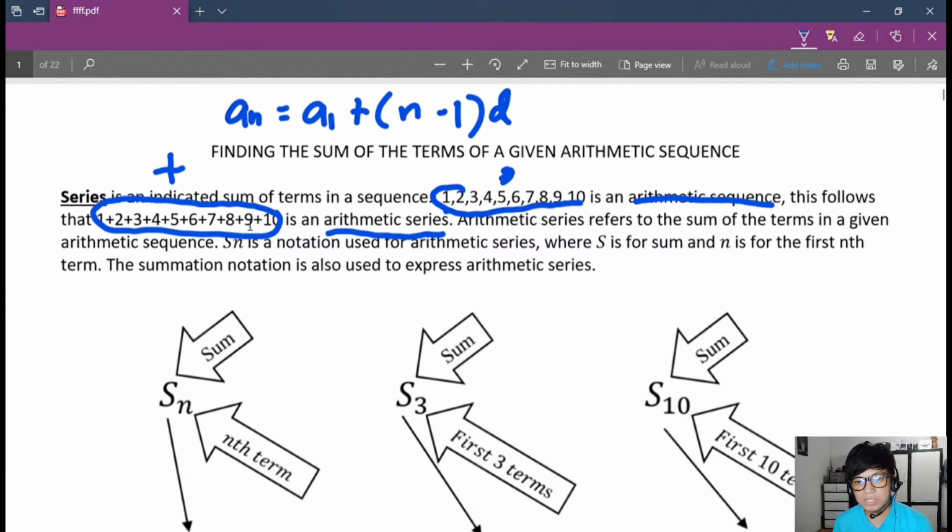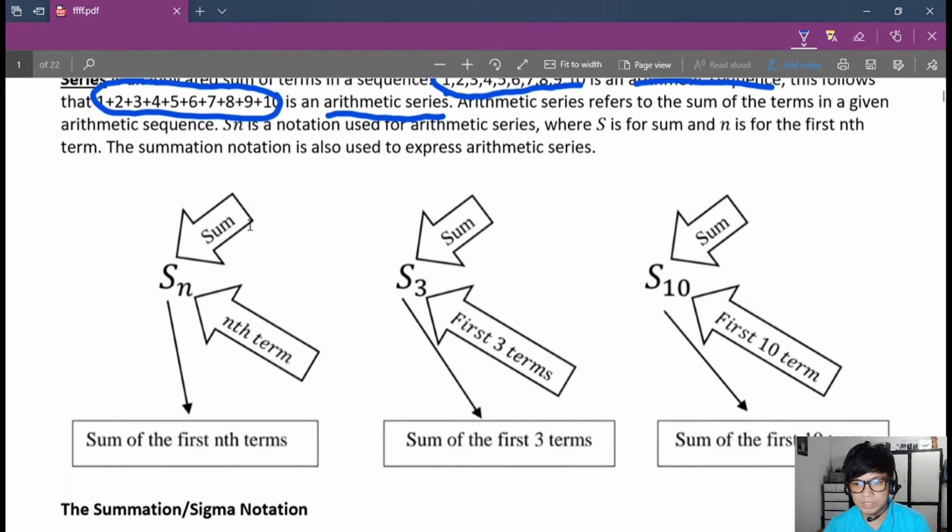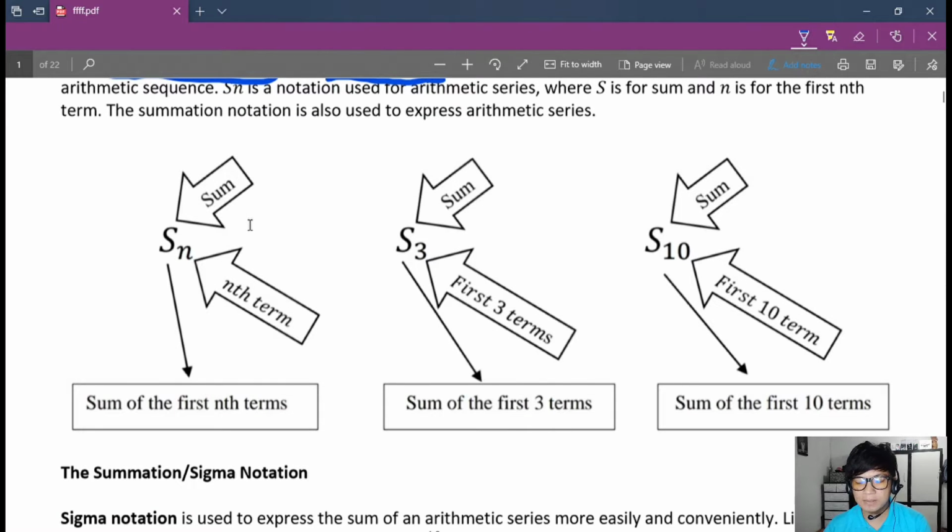S sub n is a notation used for arithmetic series, where S is for sum and n is for the first nth term. The summation notation is also used to express arithmetic series. So ito yung mga parts ng summation ng arithmetic series. Yung S dito represent the sum and n represent the nth term. So ito yung sum of the first nth terms. Example, S sub 3. Ibig sabihin, the sum of the first 3 terms. S sub 10, sabihin the sum of the first 10 terms. So S represents the sum.